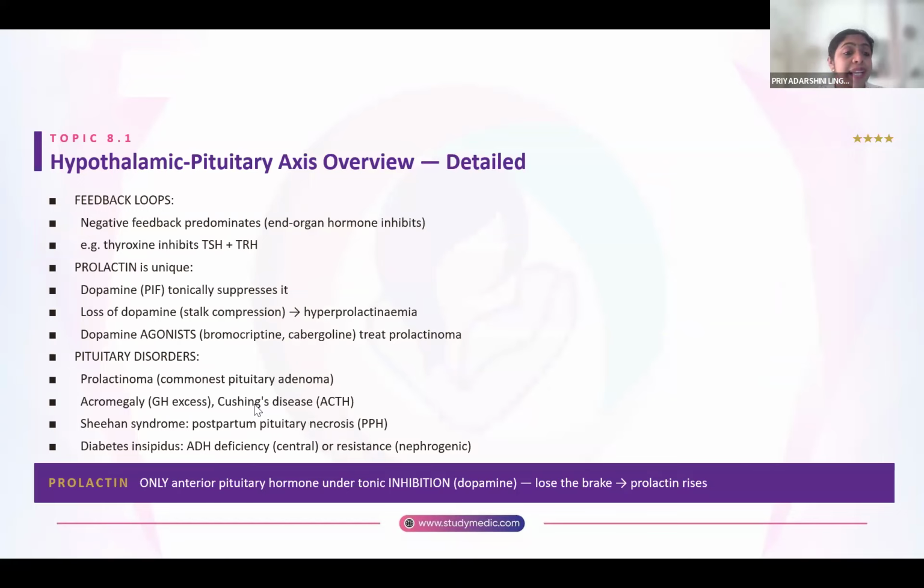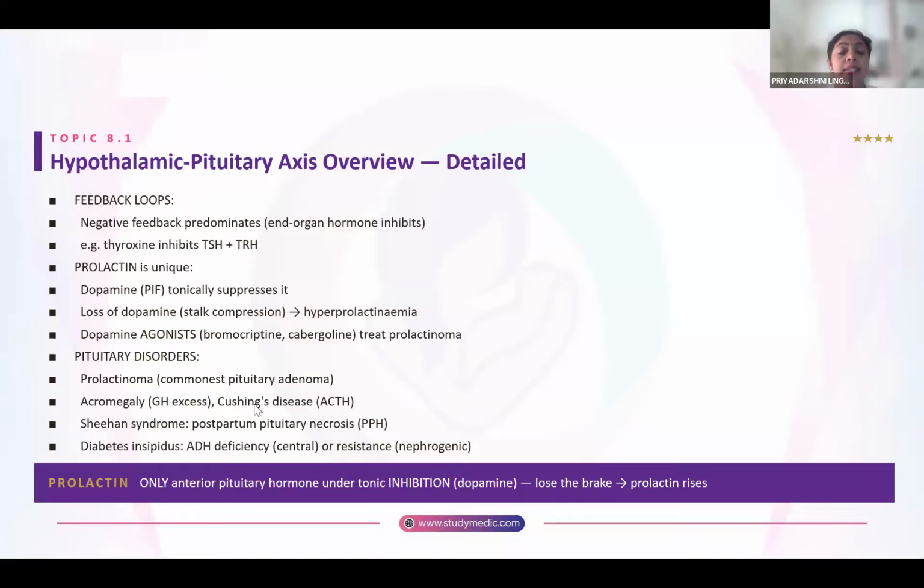So we were seeing all the negative feedback mechanisms. So negative feedback is from your end organ hormones. Now coming to the pituitary disorders. Pituitary disorders, one common SBA that is seen is the most common cause of prolactinoma, which is nothing but your pituitary adenoma. Now coming to acromegaly. Acromegaly is nothing but the excess of growth hormone, and Cushing's disease is excess of ACTH. Sheehan syndrome. All these named syndromes are quite commonly asked in endocrinology. Now, what is Sheehan syndrome? Sheehan syndrome is nothing but because of postpartum pituitary necrosis, that is loss of these hormones.